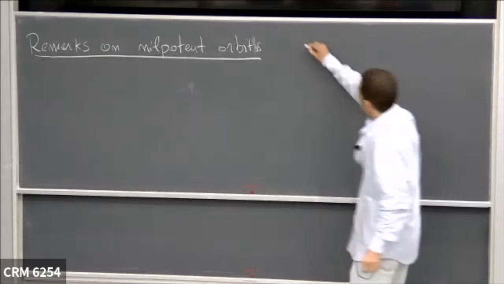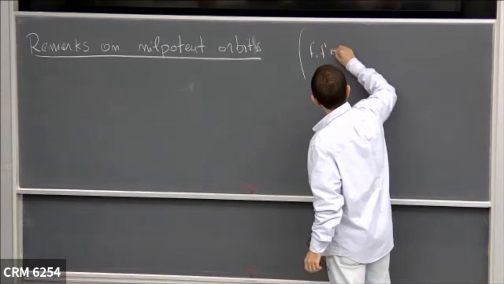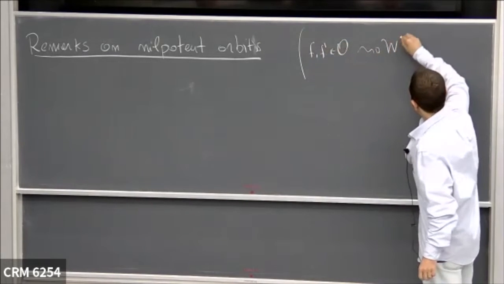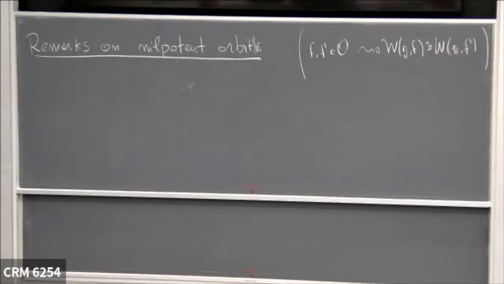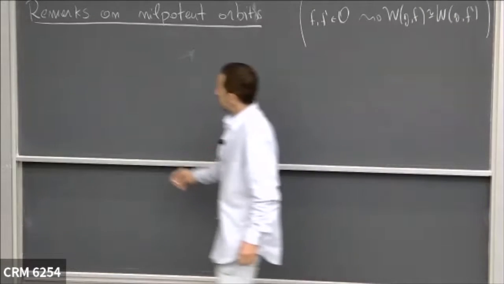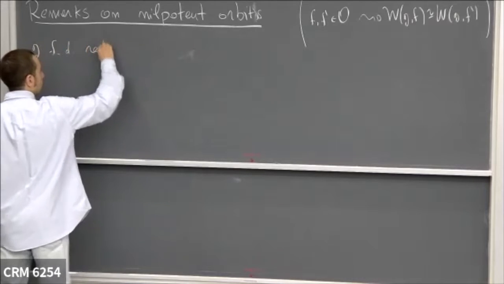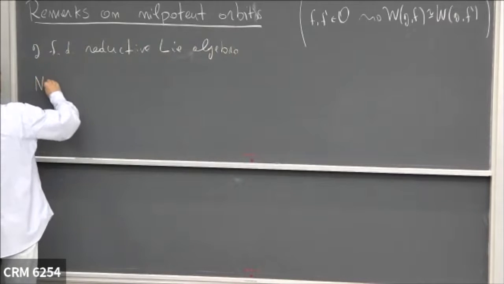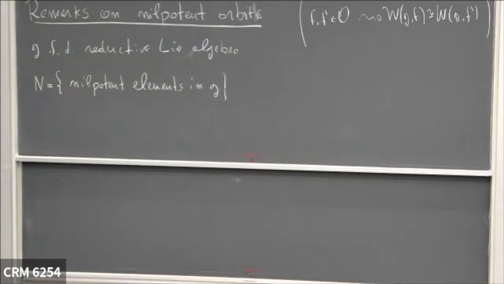So I just want to remember that I briefly mentioned that if we have two elements in the same nilpotent orbits, then the corresponding W-algebras are isomorphic. So let's talk a little bit about the structure of nilpotent orbits, and then let's pick one. So okay, let's take G to be a finite dimensional reductive Lie algebra. And then the set of all nilpotent elements, let's denote it by N, it is a cone. So it's called the nilpotent cone.